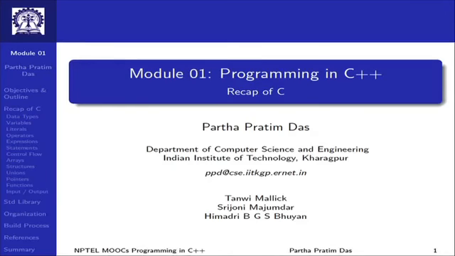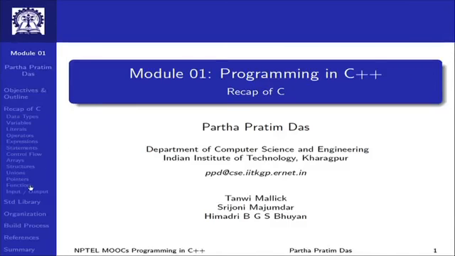We will continue on module 01, recapitulation of C. This is the third part. In the first two parts we have talked about data types, variables, expressions, statements, and in the second part we have talked about different derived types: arrays, structure, union and pointer. In this part we will start with the basic modular concept of C, which is functions.